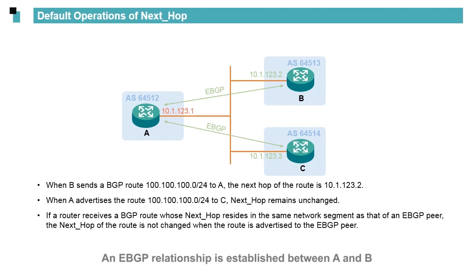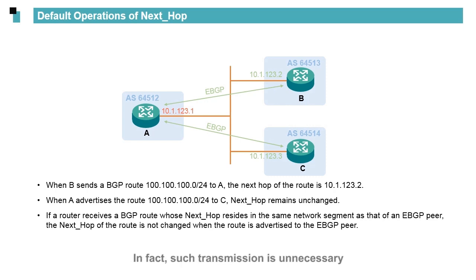An eBGP relationship is established between A and B and between A and C. No BGP relationship is established between B and C. When B sends a BGP route 100.100.100.0/24 to A, the next hop of the route is 10.1.123.2. According to the default operation we just mentioned, when A sends the route to C, A sets the next hop value of the route to its local source IP address.